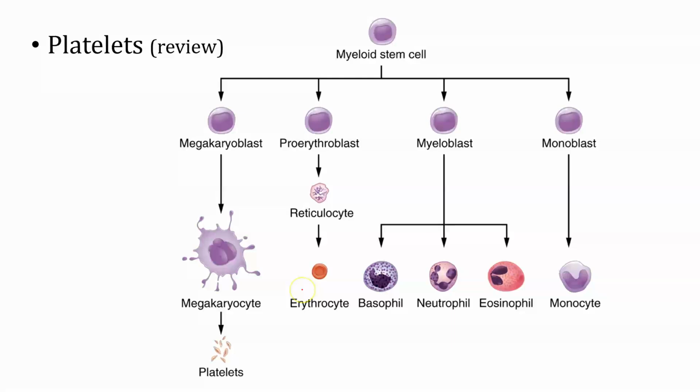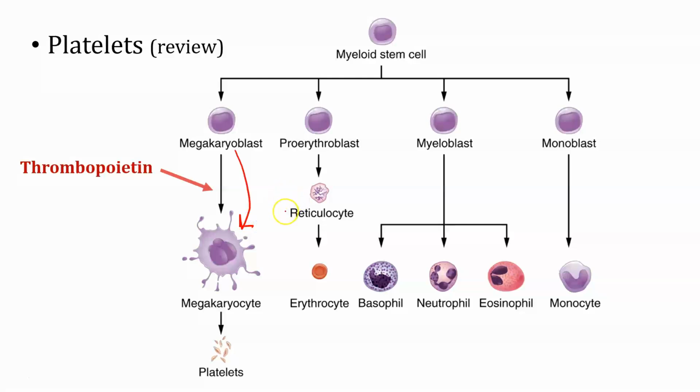Now the body can regulate how many platelets are made. One of the ways it does this is it releases a hormone called thrombopoietin, and thrombopoietin will drive the production of megakaryocytes, and the more megakaryocytes there are, the more platelets will be made.